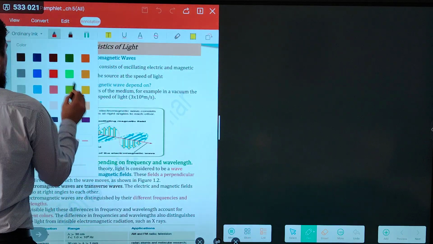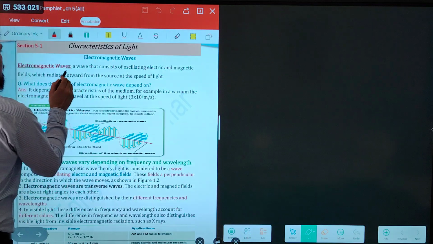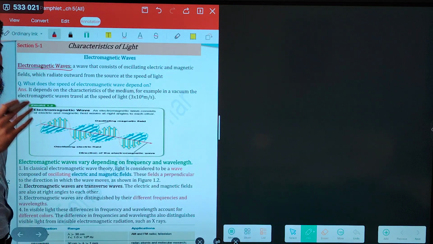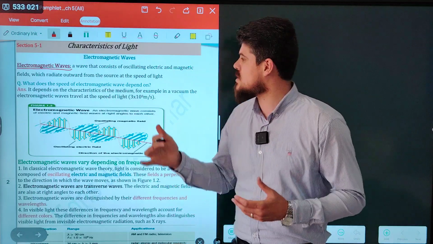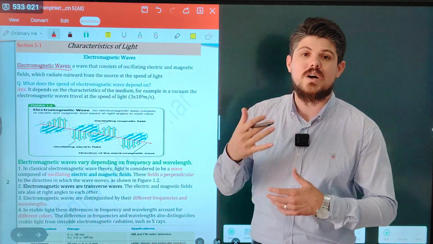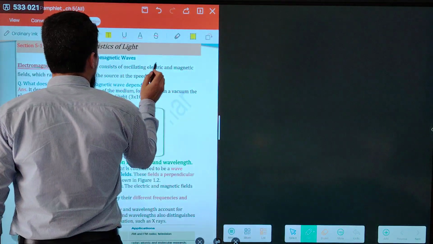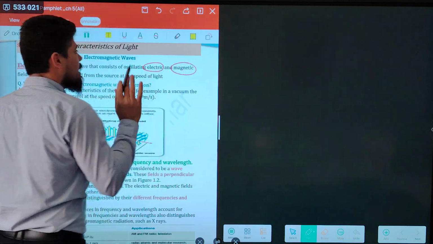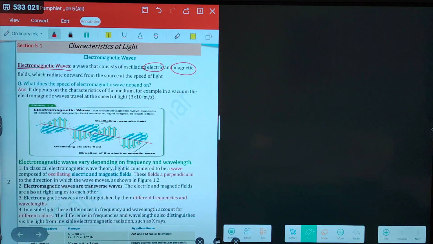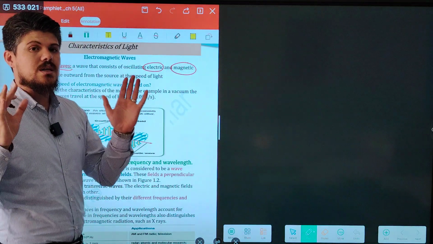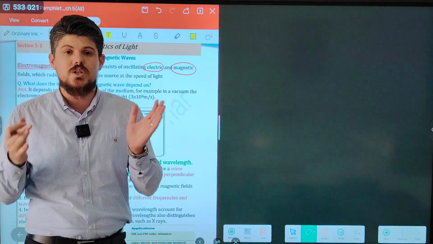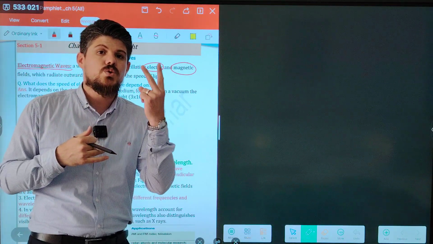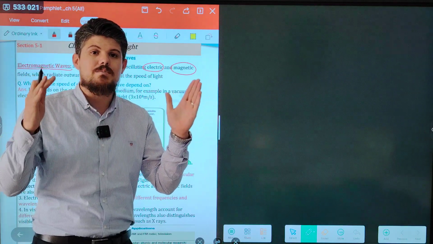Listen carefully. What is an electromagnetic wave? The definition of an electromagnetic wave: a wave that consists of oscillating or vibrating what? Electric and magnetic fields. So this is very important. An electromagnetic wave is a wave that consists of oscillating between two fields, the electric field and the magnetic field.